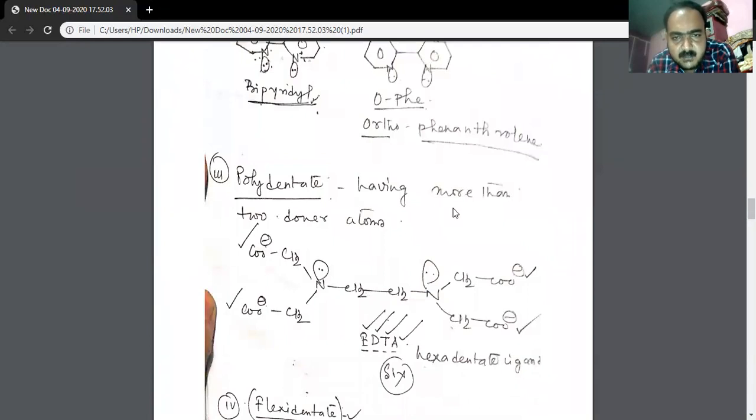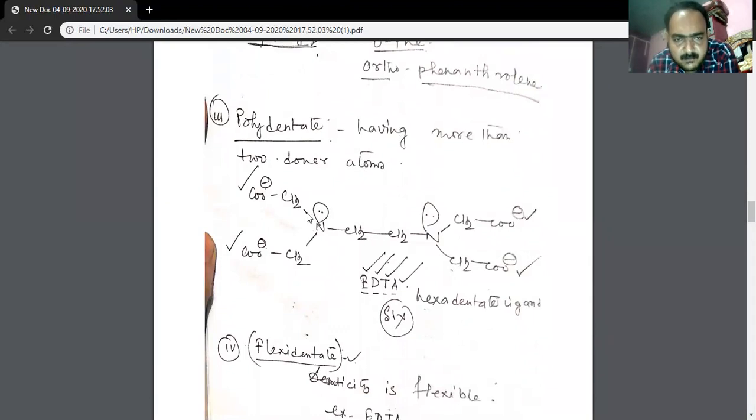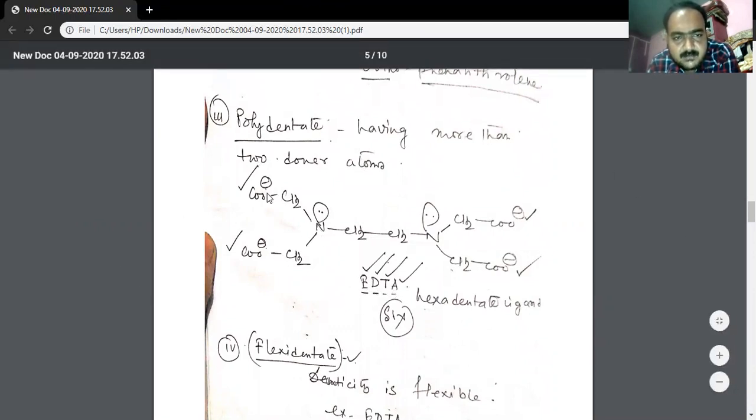Polydentate ligands have more than two donor atoms. Poly means more than two. Now you should see there are more than two donor atoms in EDTA, ethylene diamine tetraacetate. In case of ethylene diamine tetraacetate, if hydrogens are present, it is known as ethylene diamine tetraacetic acid. If hydrogens are liberated, that is known as ethylene diamine tetraacetate.